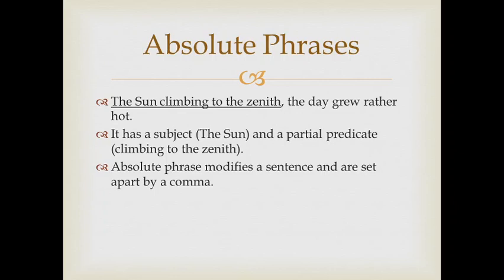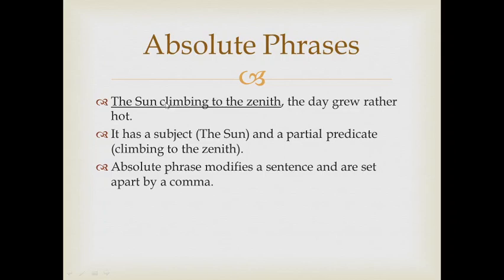In the beginning, I told you, in a phrase there is no subject-verb combination. But looking at this phrase, at first look, we may confuse it as having a subject, that is the sun, and a verb part, climbing to the zenith. So this phrase has a subject, the sun, but a partial predicate. It is not a complete predicate. If it were a complete predicate, it should have a complete verb, but it is just a participle, the present participle form of climb.